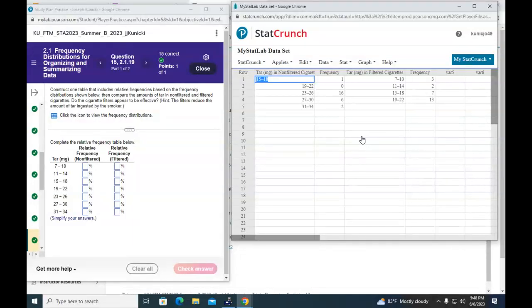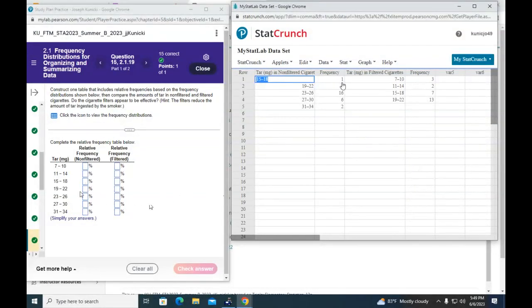Each frequency is 4%, right? Because there's 25 total, so each one has to be 4%. See, they made it real nice, so you don't got to use a calculator. You okay with that? I'm gonna give leeway to your mental math.